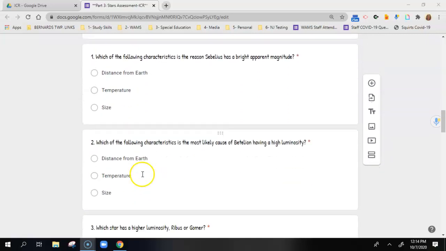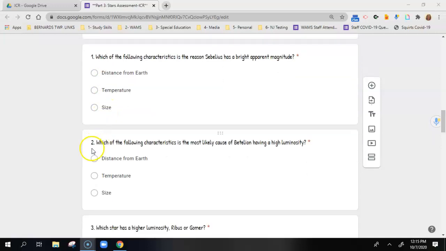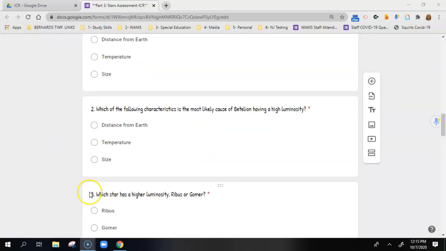Question 1. Which of the following characteristics is the reason Cebulus has a bright apparent magnitude? Is it A, distance from Earth, B, temperature, C, size? Question 2. Which of the following characteristics is the most likely cause of Veliton having a high luminosity? A, distance from Earth, B, temperature, C, size.